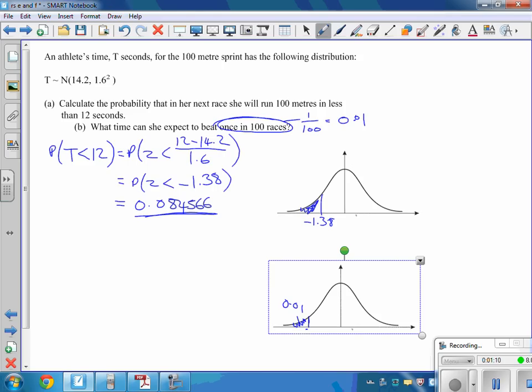Like we did in the last review sheet, flip it round and say, well, if you just were going to be 0.01 at that time, that would make 99% of them down here, and that value there, if you look up the 0.99, that gives us a 2.32 value. So the value down here must be minus 2.32.